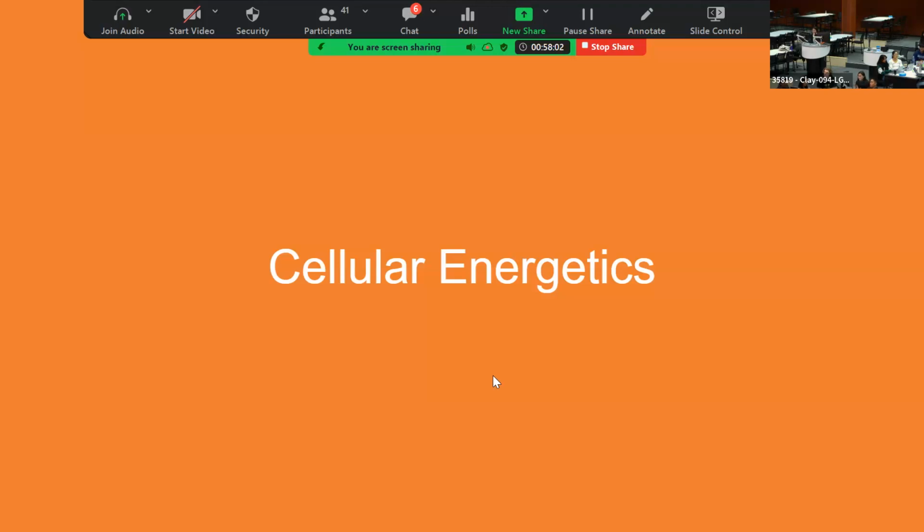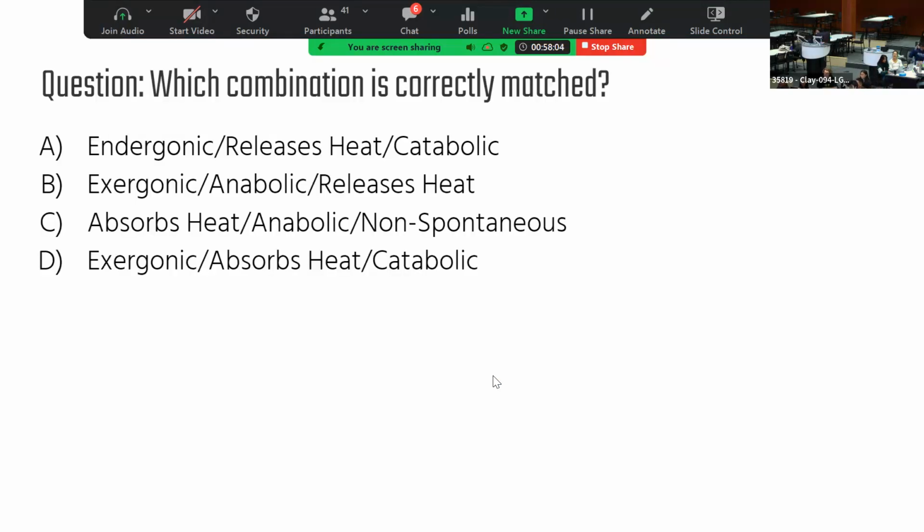Okay, easy. So cellular energetics. We have more questions, lovely. So what combination is correctly matched in terms of catabolic, anabolic, exergonic, endergonic?